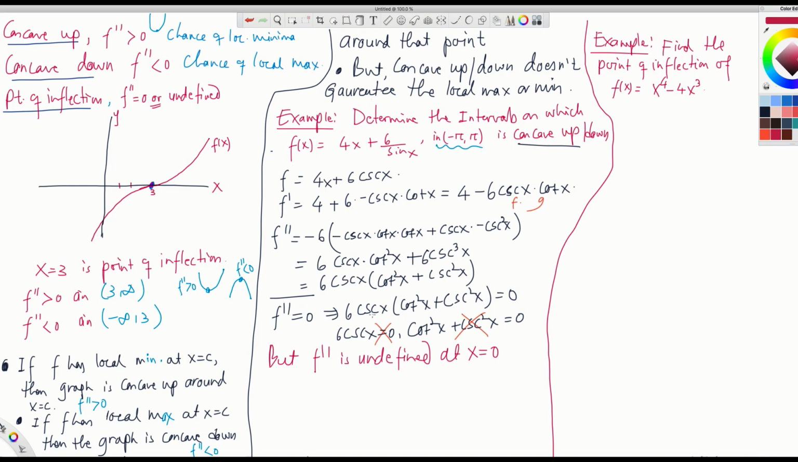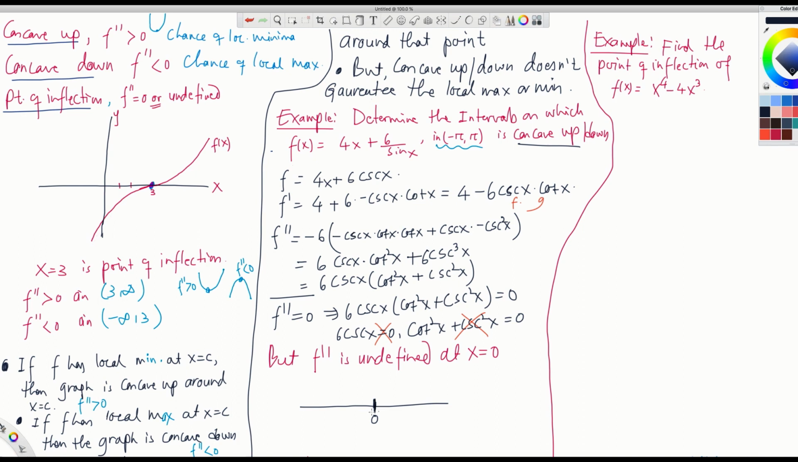Why? Because cosecant 0 is infinity, cotangent 0 is infinity as well. So you will get infinity for x equals 0. There are other values where this f double prime is undefined, but between negative pi and pi, only x equals 0 gives you undefined. Okay, so after you do that, our goal here is basically to find the intervals of concave upward and concave downward.